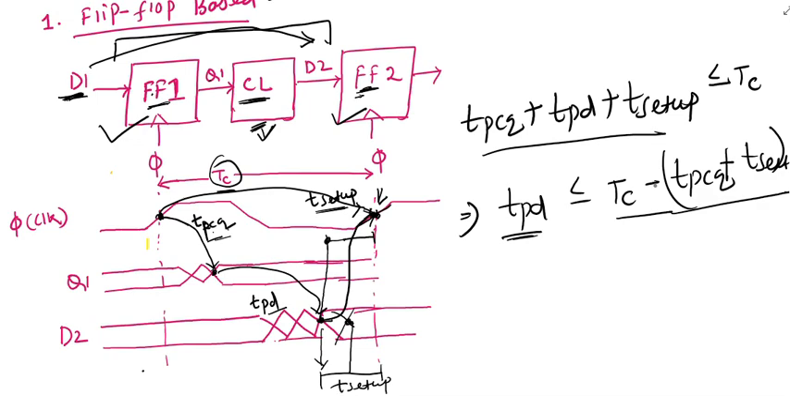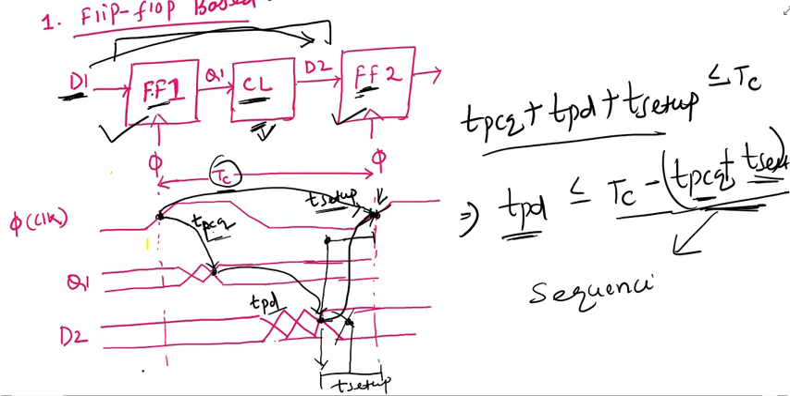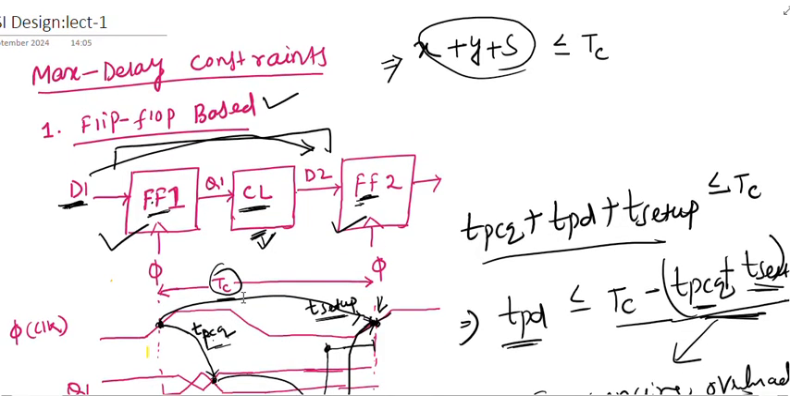This TPCQ is the propagation delay with respect to flip-flop 1. The setup time is with respect to flip-flop 2. These belong to the sequential elements, so together this delay is known as sequencing overhead. Okay, this is all about the maximum delay constraint of flip-flop based circuits.